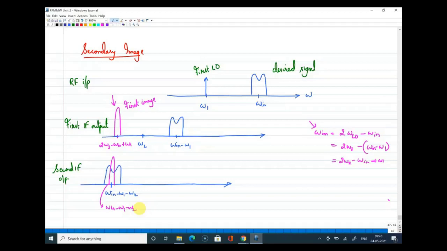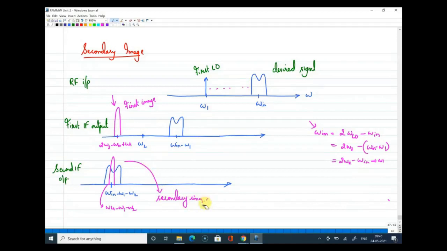All right. So if you look at the origin of this, this could be some frequency which may appear somewhere between this omega in and omega 1. So now what happens is, the first image, the frequency at 2 omega 2 minus omega in plus omega 1, when it goes to the second mixer, will definitely be down converted to the same frequency, and this is what we call the secondary image, right?